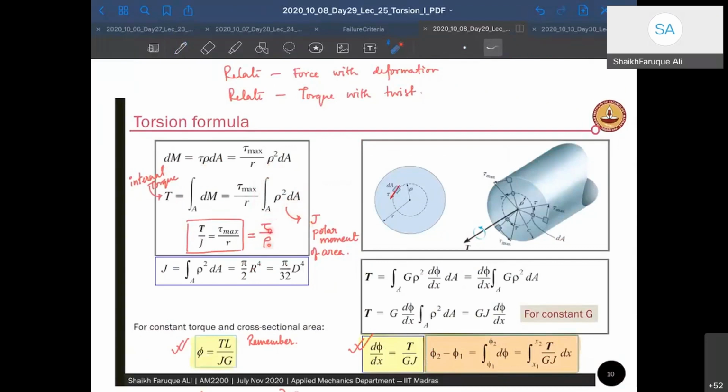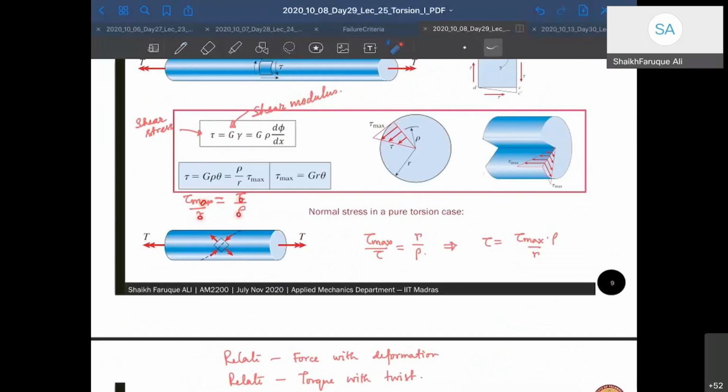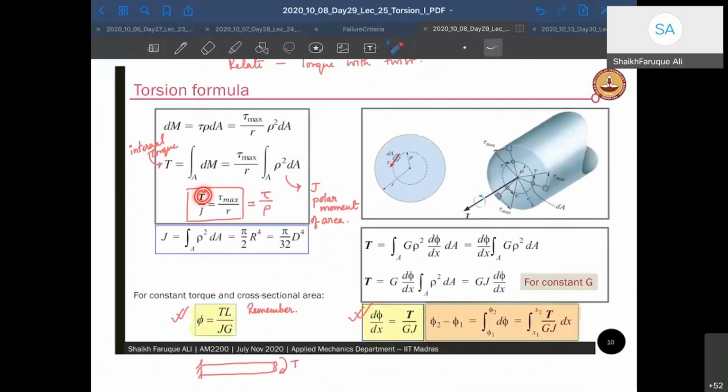We wrote it here, tau max by r. Tau max by r is tau by rho, so I can write this as tau by rho. So once I know T and I know J, I can find tau at any location within the material, because that rho will be known to me. So if I know the external torque applied and the cross-sectional polar moment of area, I can easily find the stress within the material, given the location of the position where I'm finding the stress.